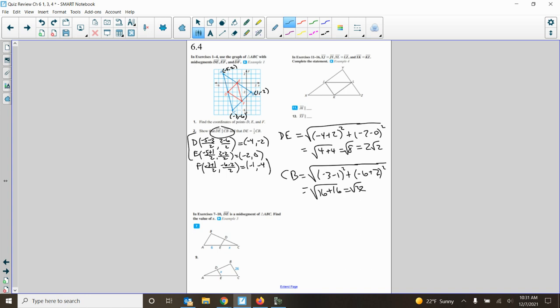Now, what's radical 32? Notice we can buddy the 4's. There's nothing wrong with that. So we get 4 radical 2. The 2 stays inside. Notice, isn't 4 radical 2 twice as big as 2 radical 2? It has to be, right? Think of 2 radical 2 as x. If DE is x, CB is 2x. And so we do see that DE is 1/2 of CB. We are good to go.